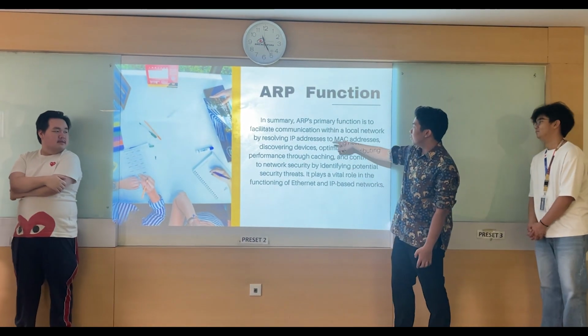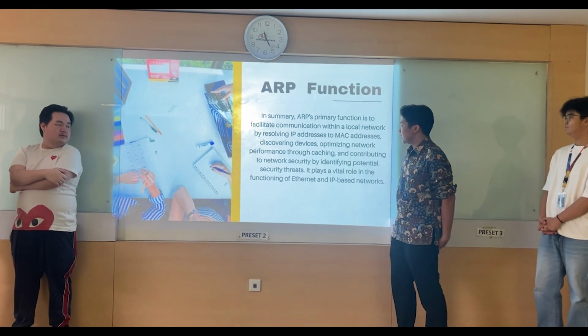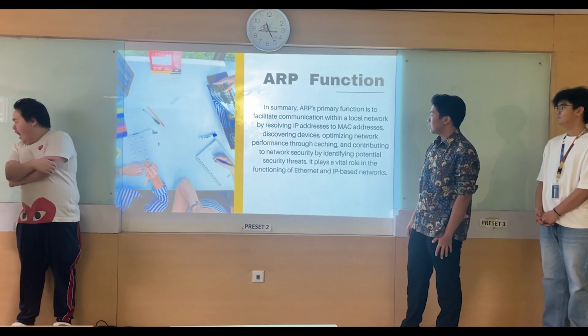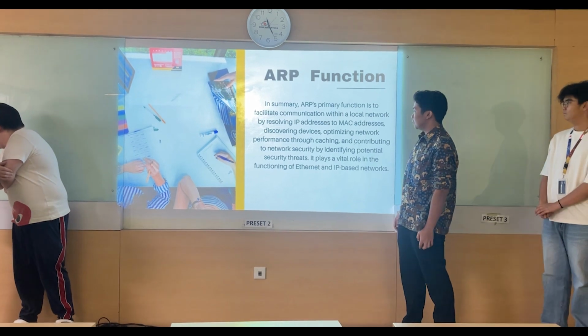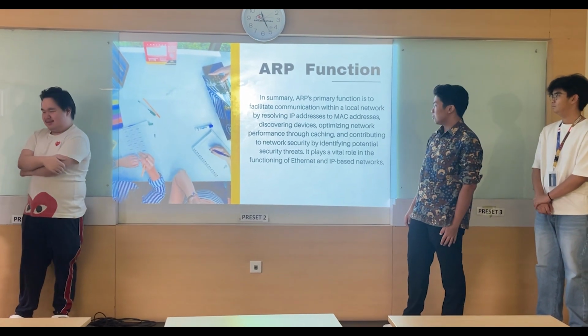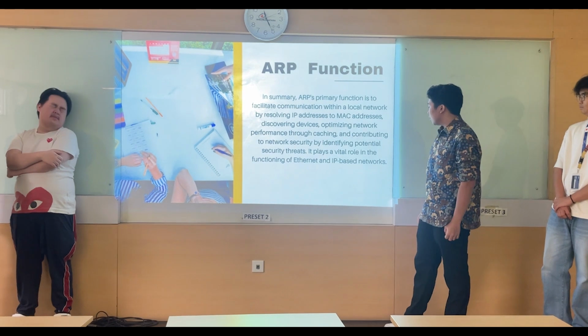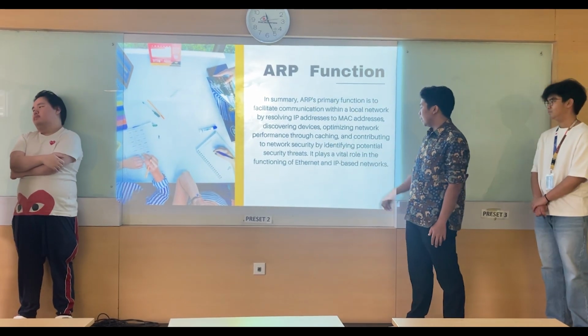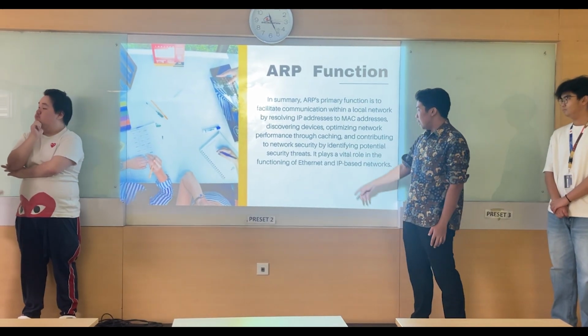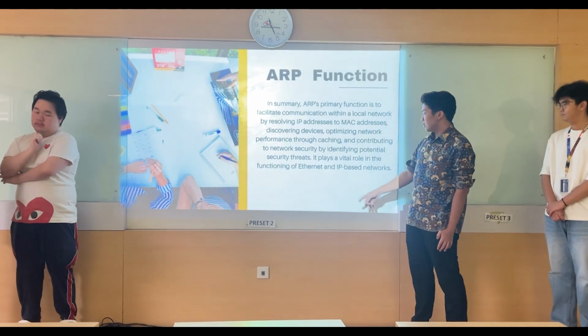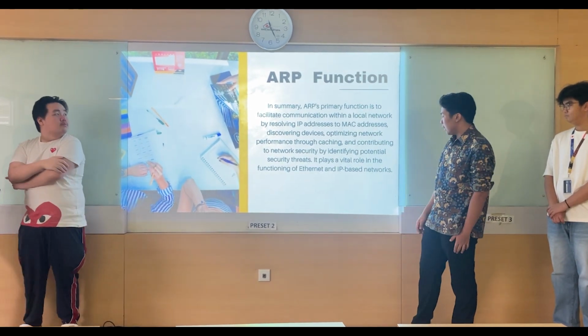In summary, ARP's primary function is to facilitate communication within a local network by resolving IP addresses to MAC addresses, discovering devices, optimizing network performance through caching, and contributing to network security by identifying potential security threats. It plays a vital role in the functioning of the Internet and IP-based networks.